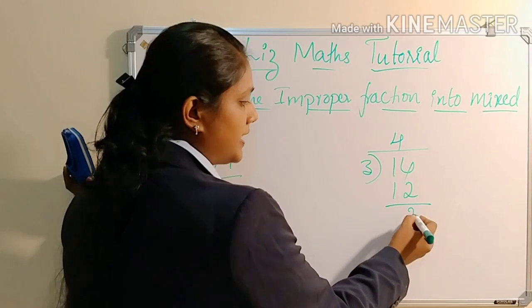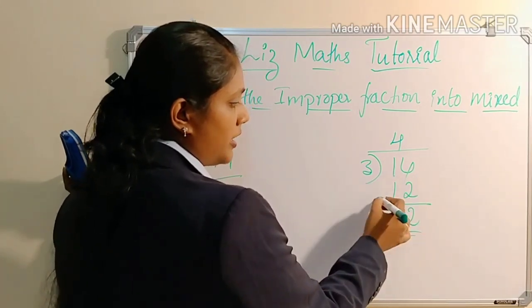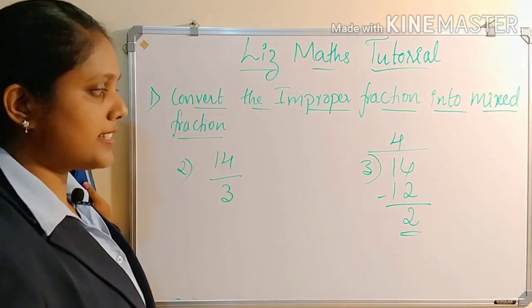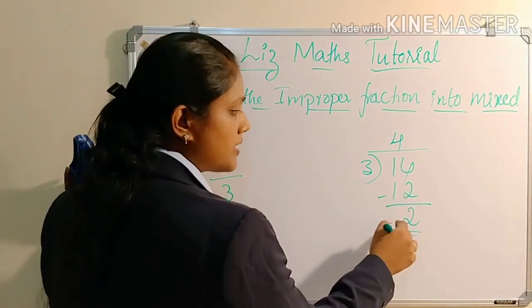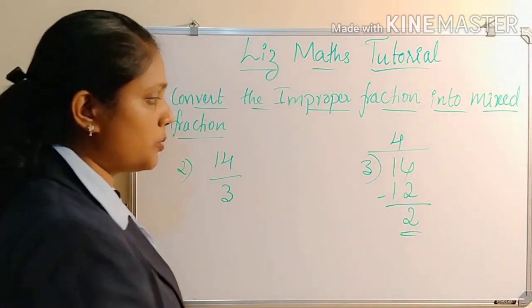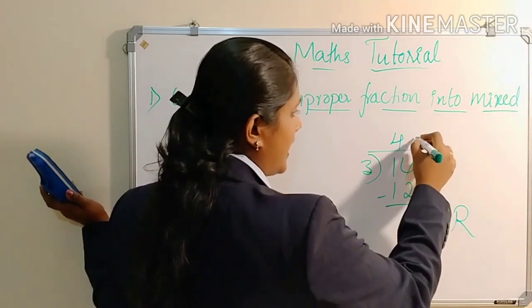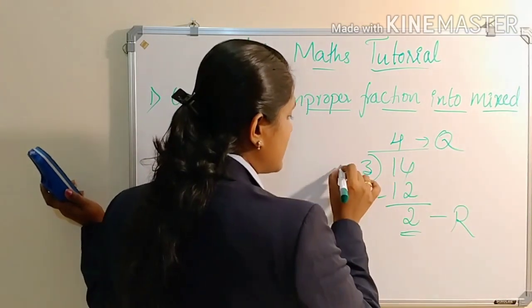So what is the remainder? That gives 4 minus 2. That gives 2 as the answer. 1 1 goes 0. Then you get the remainder as 2 here. So this is the remainder and this is the quotient and this is the divisor.